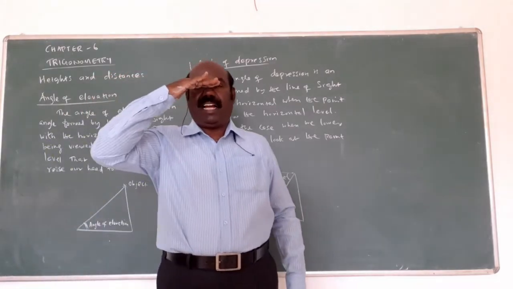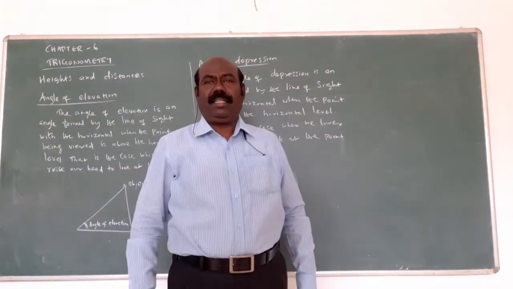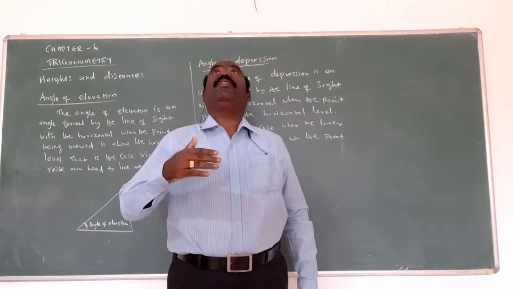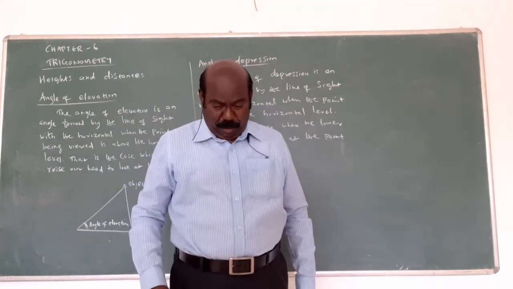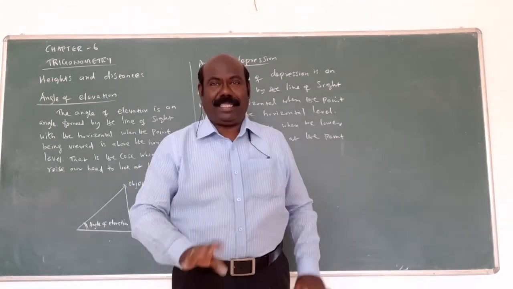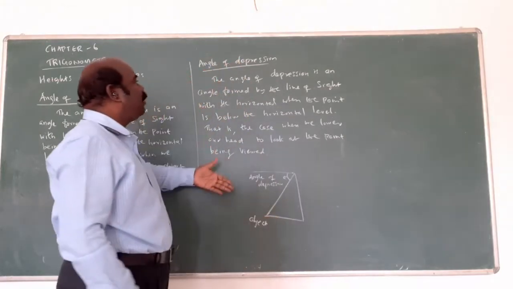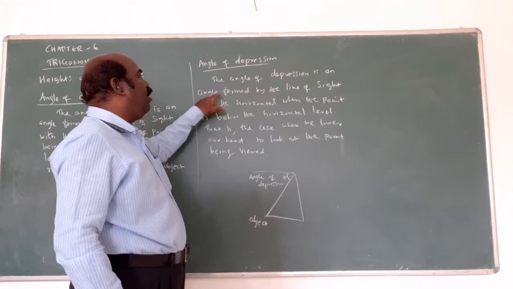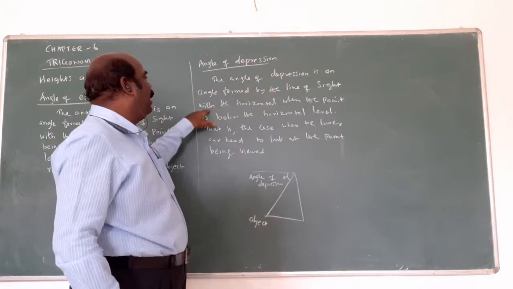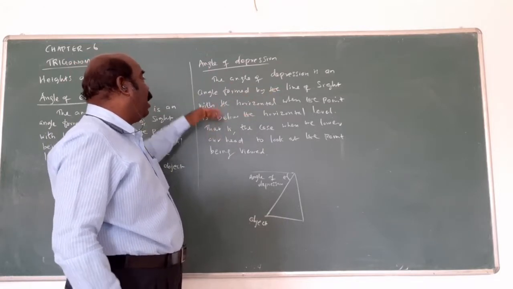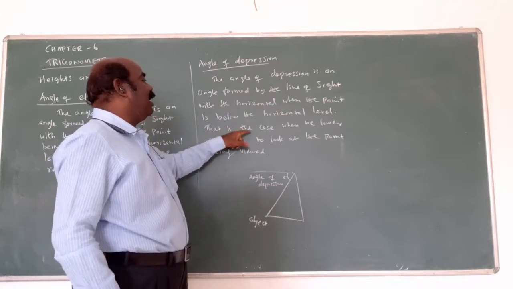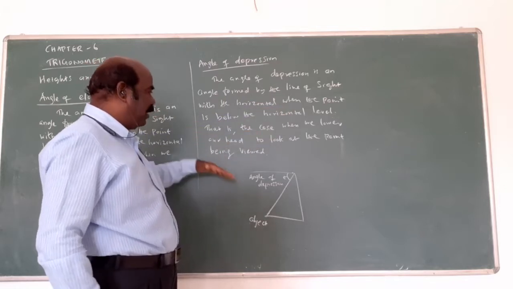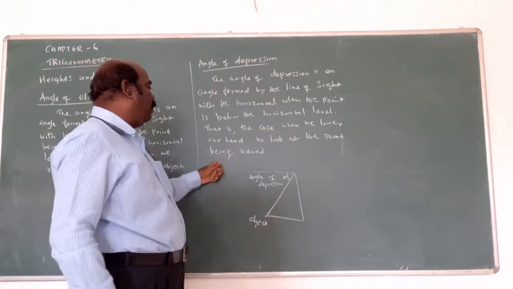Actually, our eyesight is always straight. Your eye is above, that is the angle of elevation. Suppose below, that is called the angle of depression. This is the concept. The angle of depression is the angle formed by the line of sight with the horizontal, when the point is below the horizontal level. That is the case when we lower our head to look at the point being viewed.